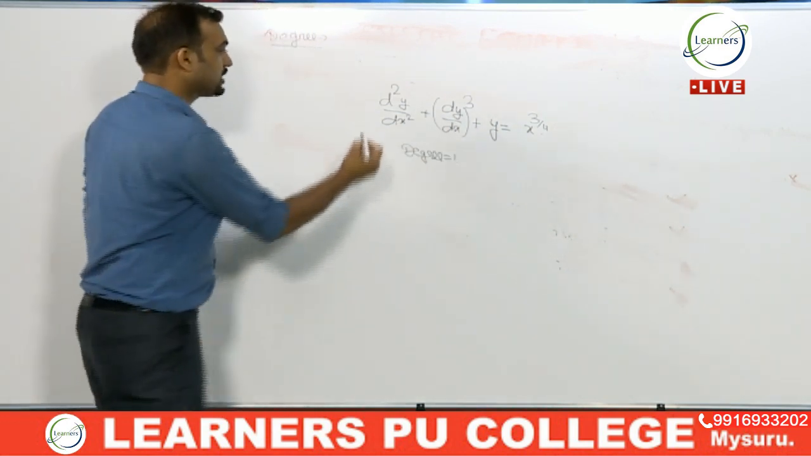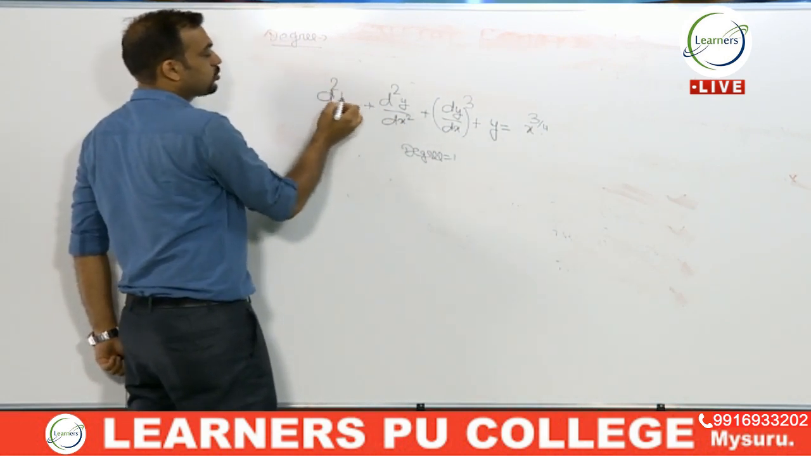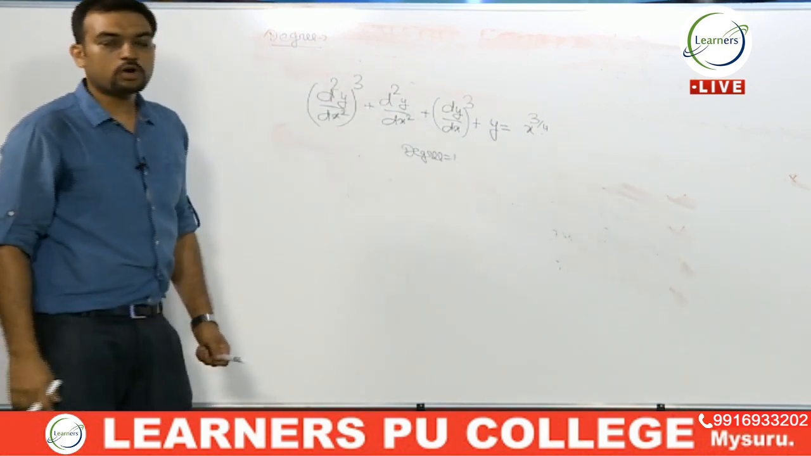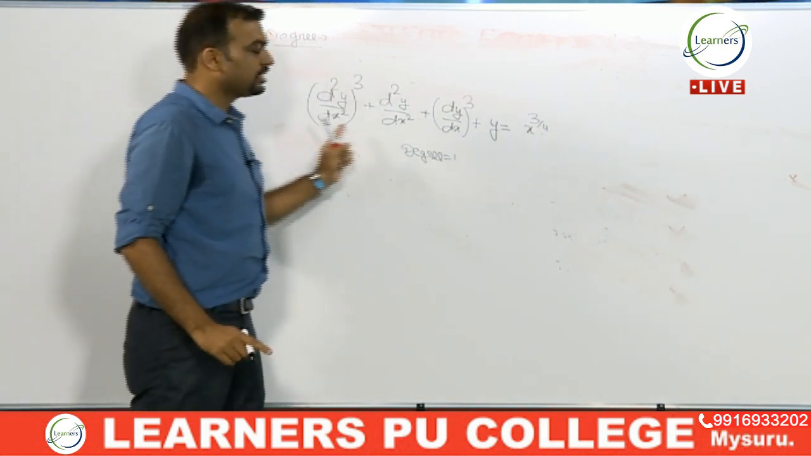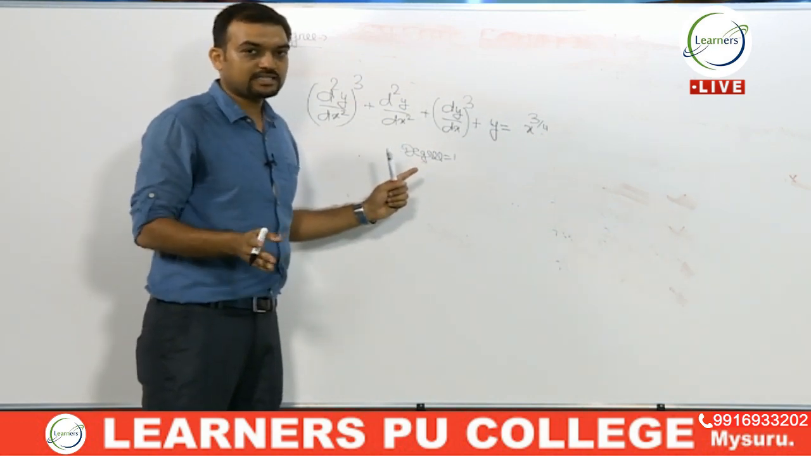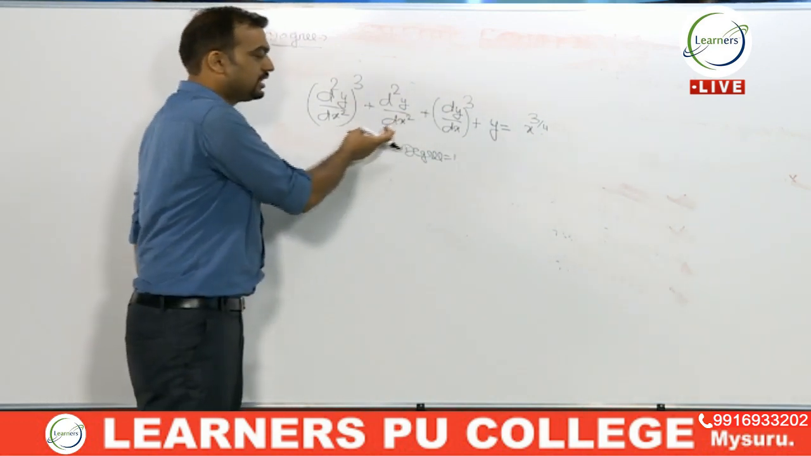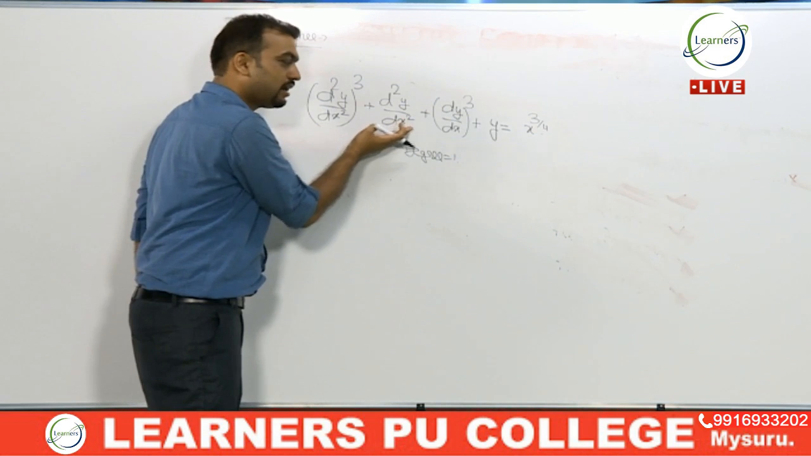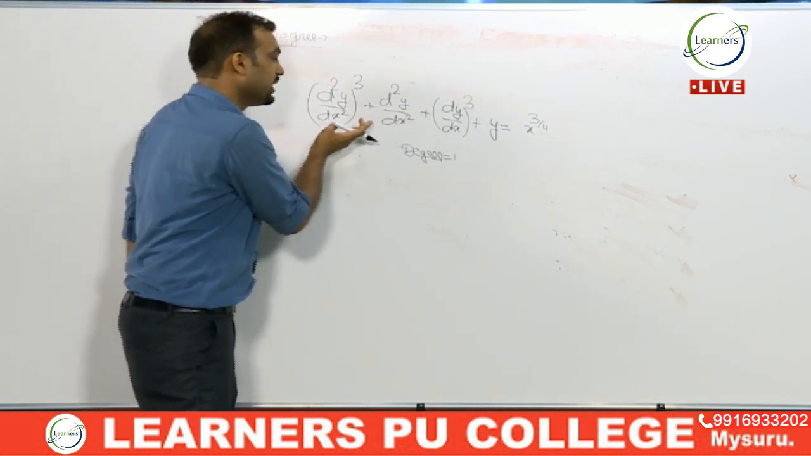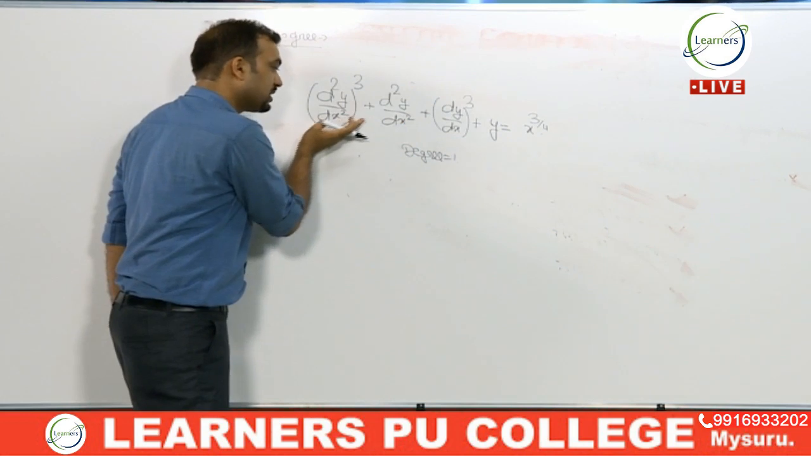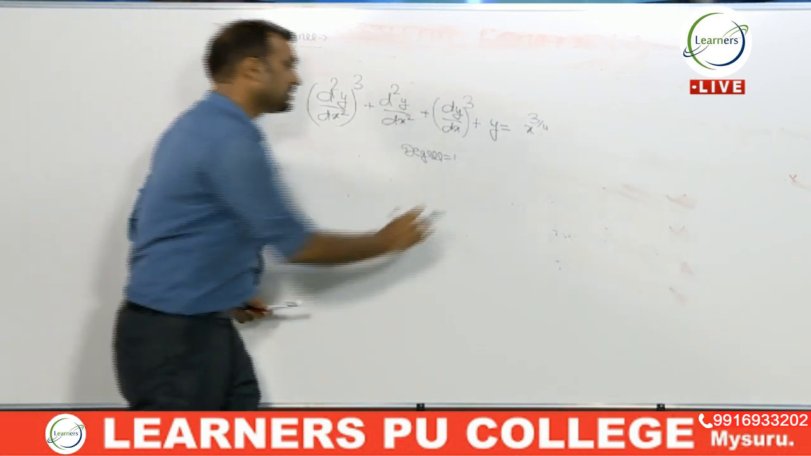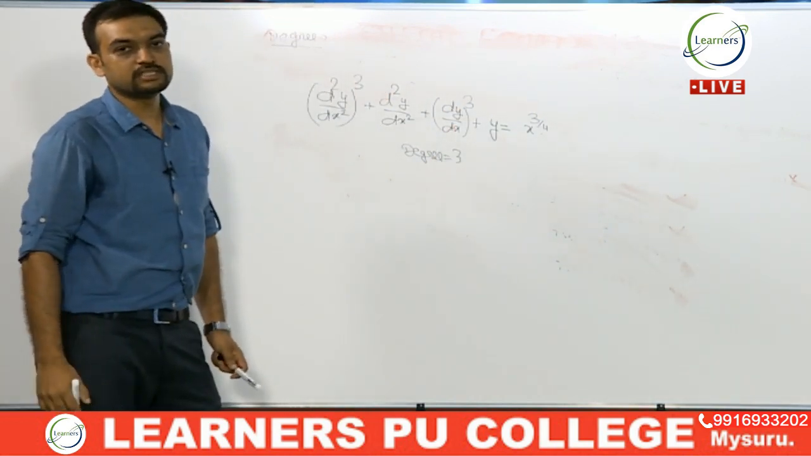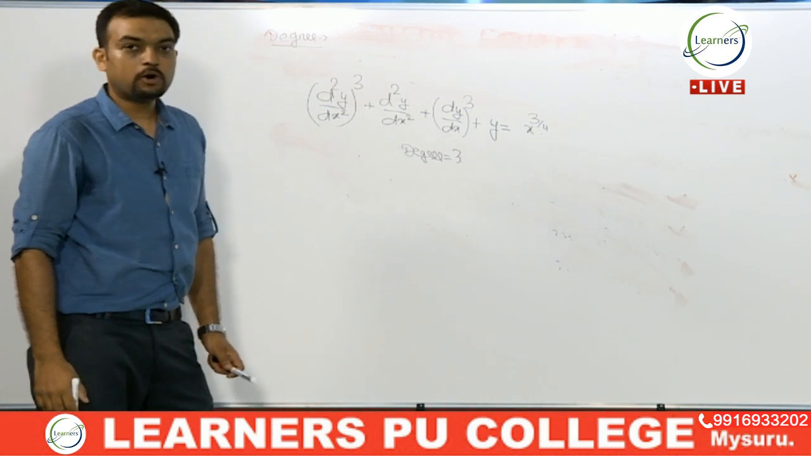Now suppose I am adding one more term here, d square y upon dx square power 3. Now what is the degree? Now the degree is 3, because we are looking for the highest power of the highest order derivative term. The highest order derivative term is the second order derivative. Here the power of the second order derivative is 1, and here the power of the second order derivative is 3. So the degree is the highest power of the highest derivative term, which means the degree of this differential equation is 3. I hope it should be clear.